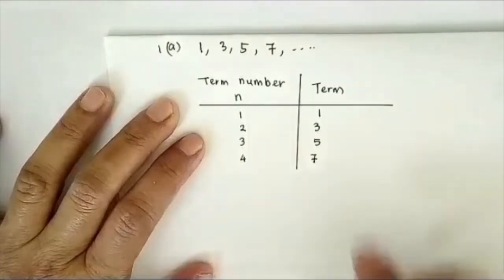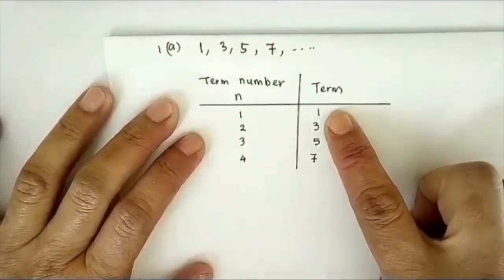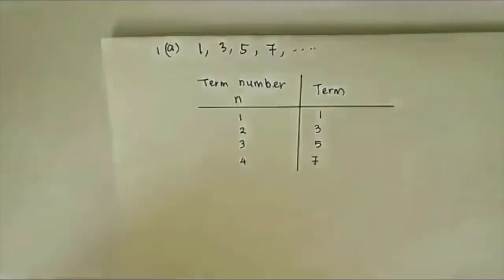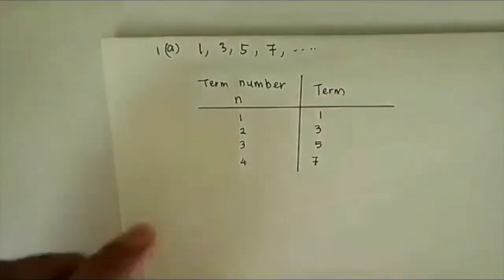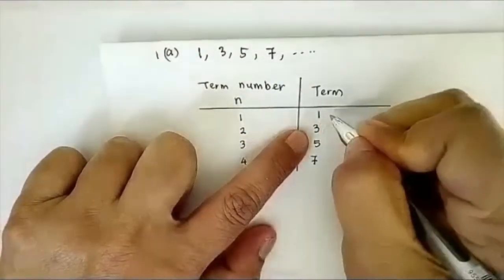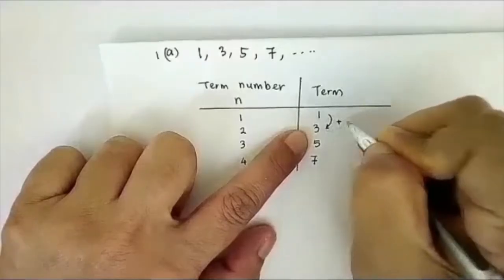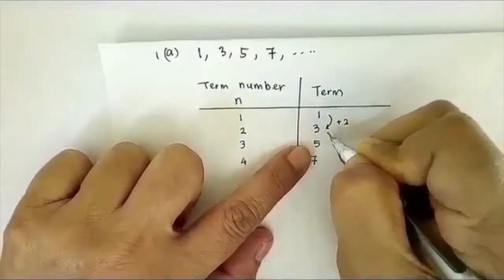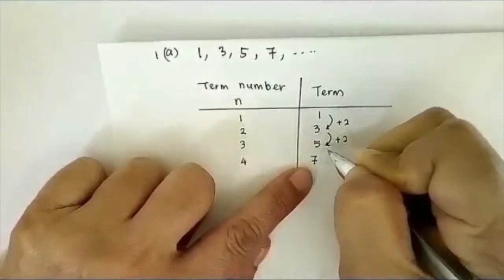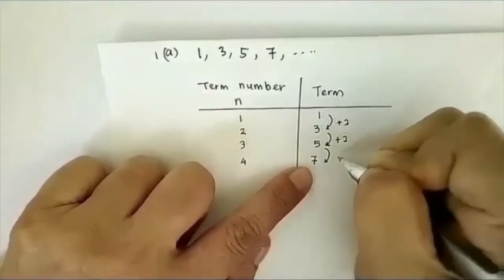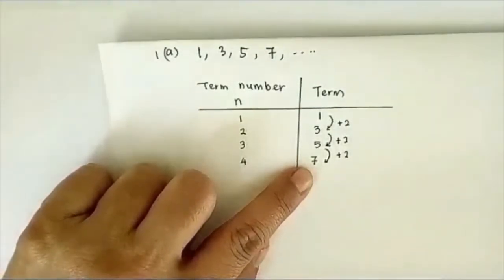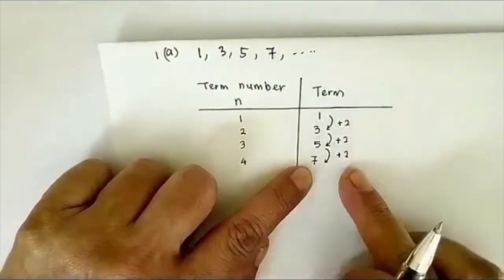Next, look at the difference between term to term. So term 1 to term 2 is add 2. Term 2 to term 3 is add 2. Term 3 to term 4 is add 2. So term to term is add 2.